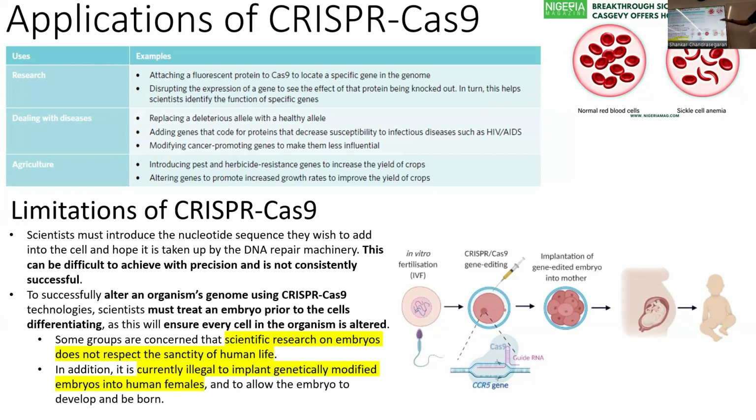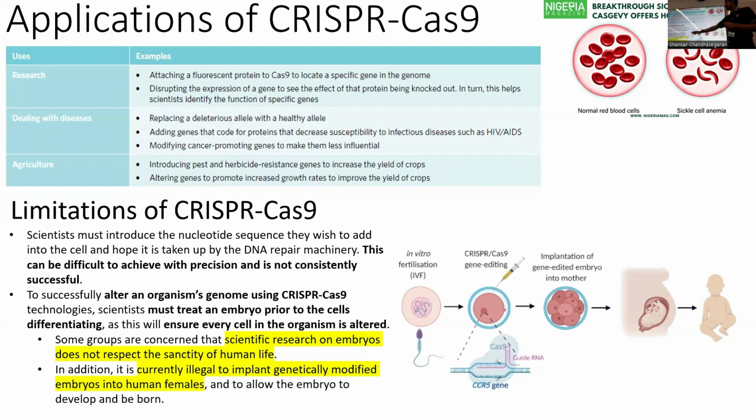Some of the limitations for CRISPR-Cas9 that are still prevalent today. For one thing, scientists must introduce nucleotide sequences carefully to make sure that it will be absorbed by the DNA sequence, so that it has been modified. But this process isn't always perfect because this is more about random chance. The DNA ligase and the target gene need to be at the right place at the right time for it to be integrated into the donor DNA, sorry, into the DNA sequence that we're trying to edit. So it can be difficult to achieve with precision and is not always successful.